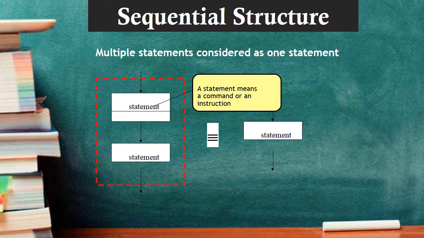Multiple statements are considered as one statement. Here you can see that all the statements are moving in a sequential order. A statement is a set of instructions, like input A B C is one statement, processing is one statement, output is one statement. So there might be more than one instruction in each statement.